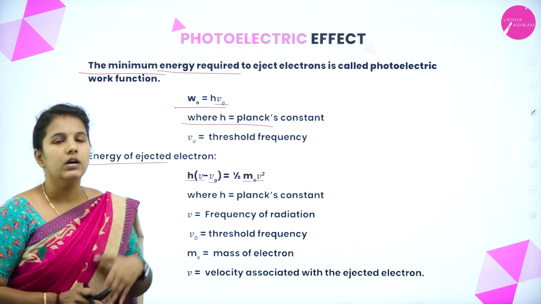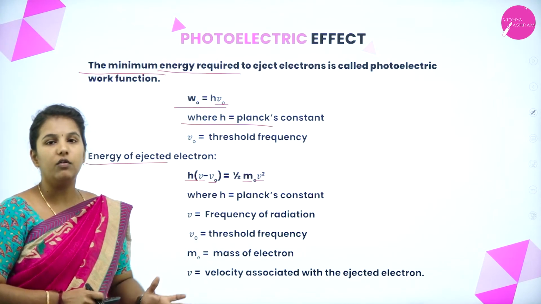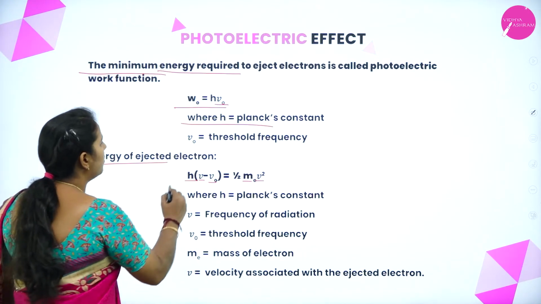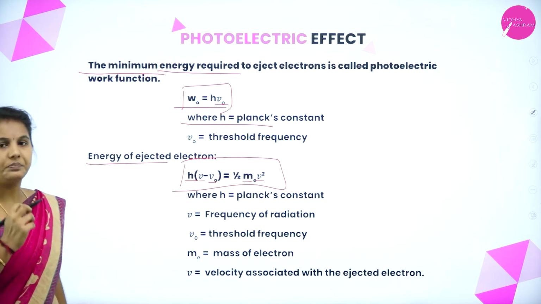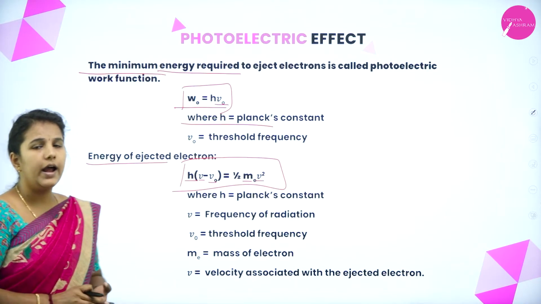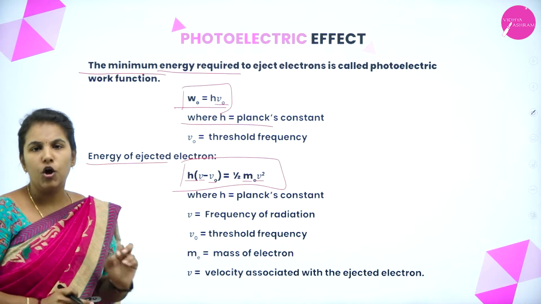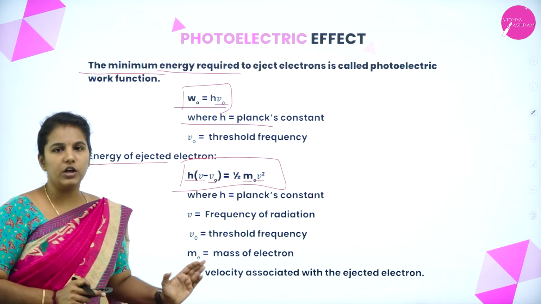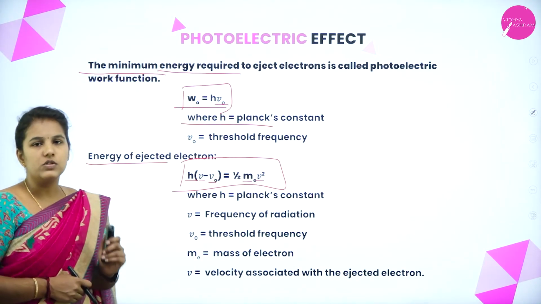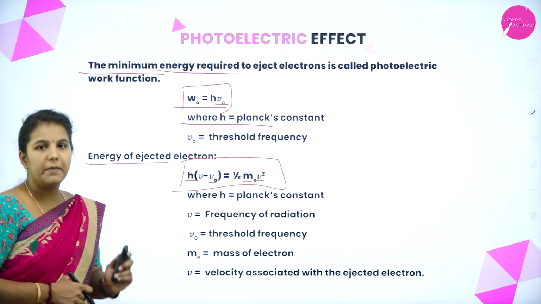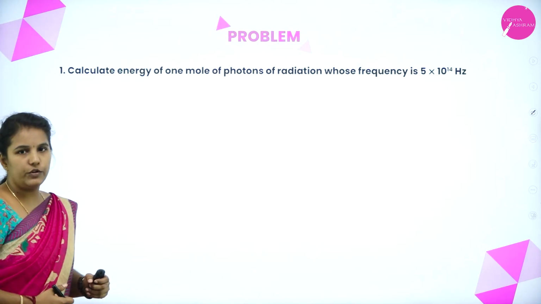This is how Einstein used Planck's quantum theory to explain the photoelectric effect, and this formula we usually use while solving numericals. This equation is also known as the Einstein photoelectric equation. Hope you all understood how we got this equation and how he explained it by using the frequency of suitable radiation passed on the metal surface to eject the electron. Now let us solve some numericals.